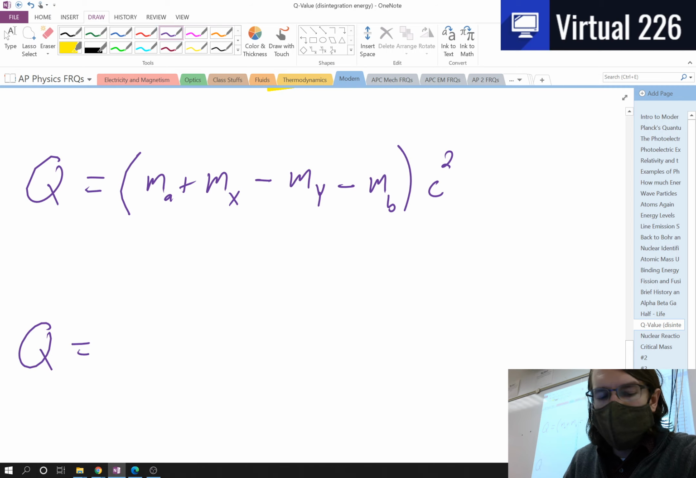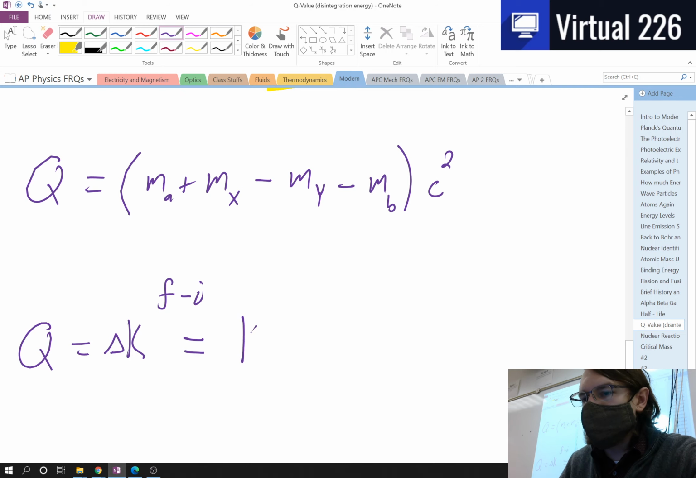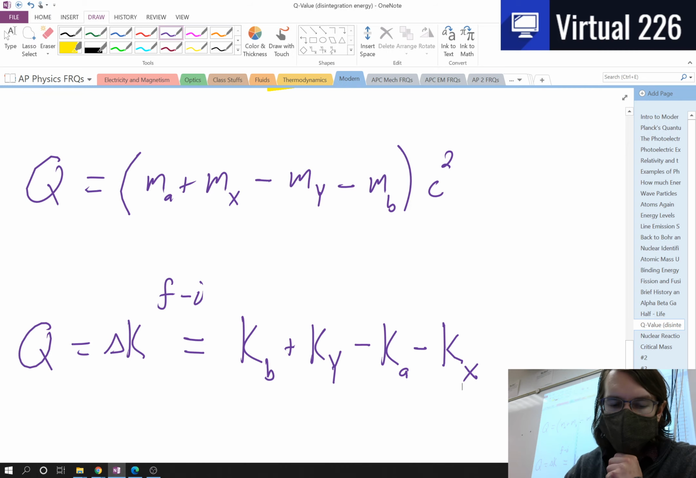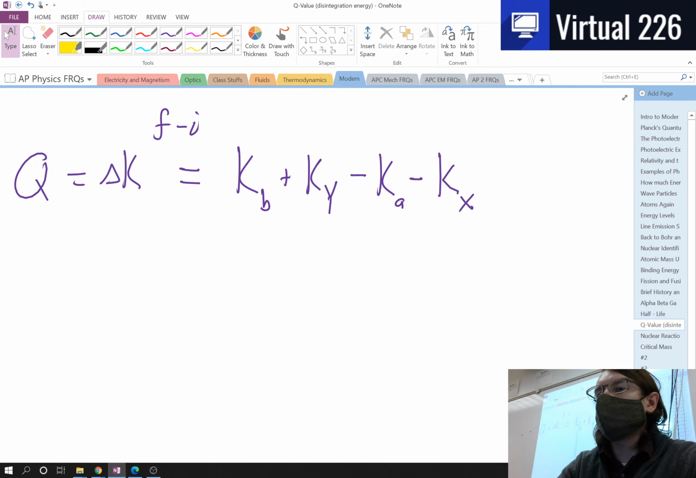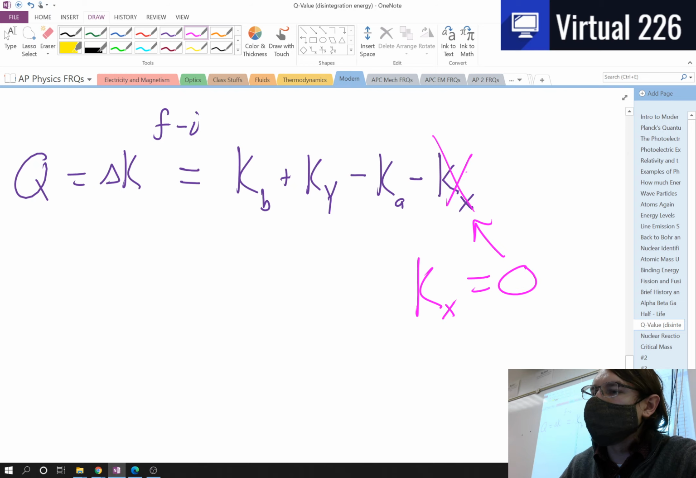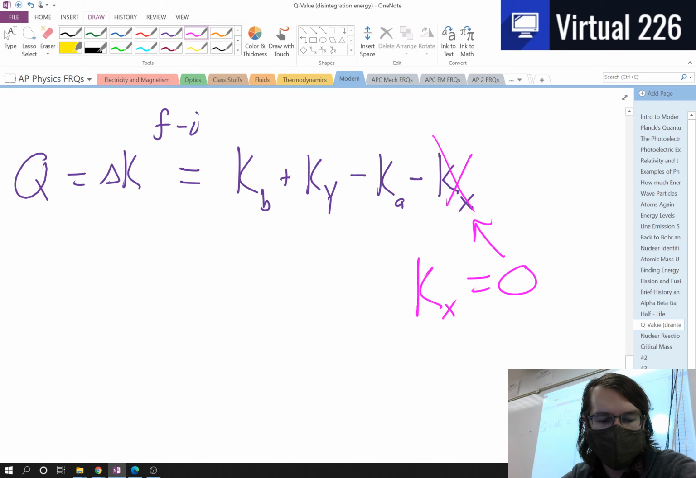So this will look very similar, but a little different. Our Q, because it's going to be a change in kinetic energy, or a final minus initial, is going to equal the kinetic energy of particle B plus the kinetic energy of particle Y minus the kinetic energy of particle A minus the kinetic energy of particle X. And oftentimes, when we do this for nuclear reactions, that particle X was initially at rest, which means its kinetic energy is initially 0. And this can often wipe itself out of the equation.